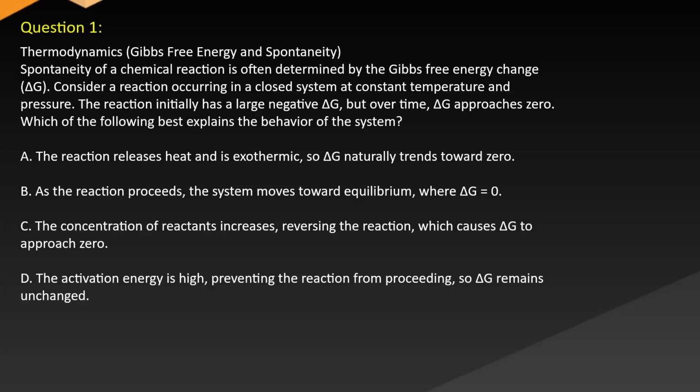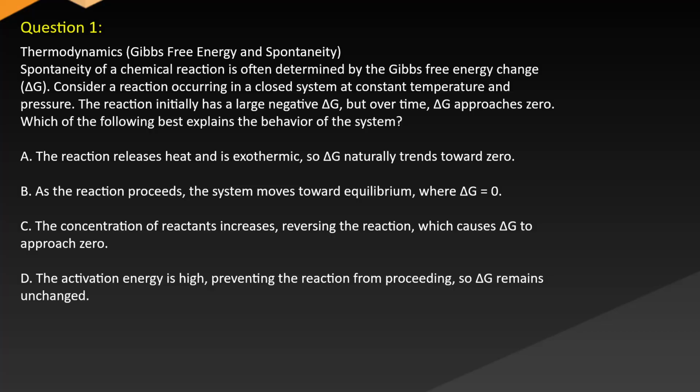Question 1. Thermodynamics. Gibbs free energy and spontaneity. Spontaneity of a chemical reaction is often determined by the Gibbs free energy change, ΔG. Consider a reaction occurring in a closed system at constant temperature and pressure. The reaction initially has a large negative ΔG, but over time ΔG approaches zero. Which of the following best explains the behavior of the system?